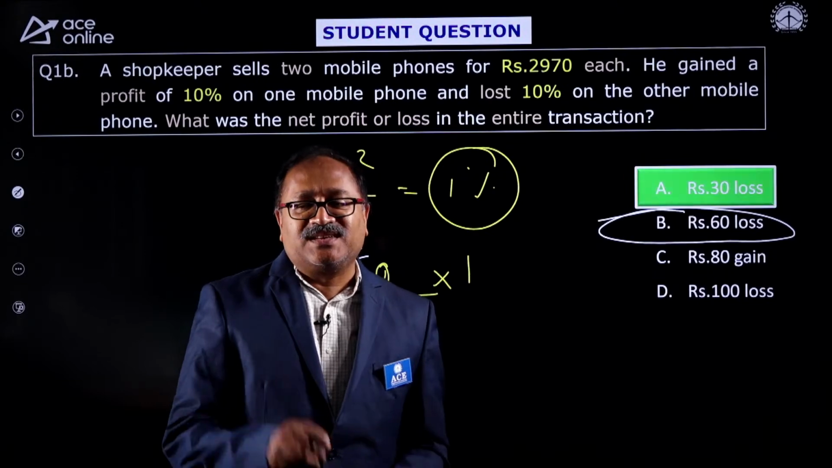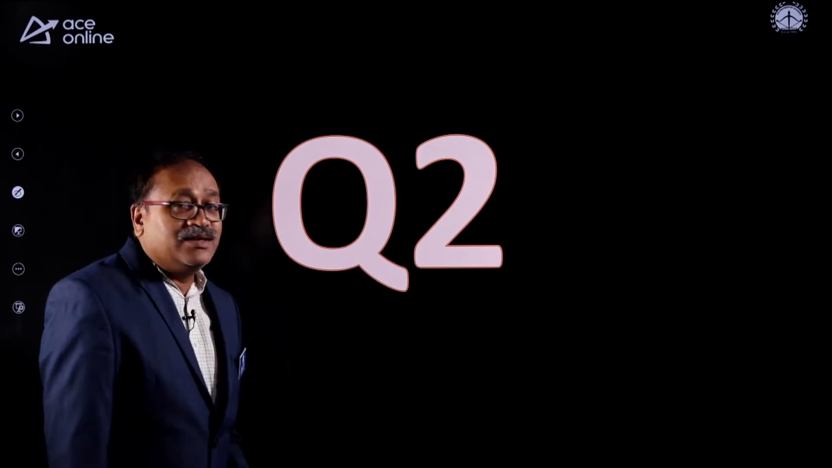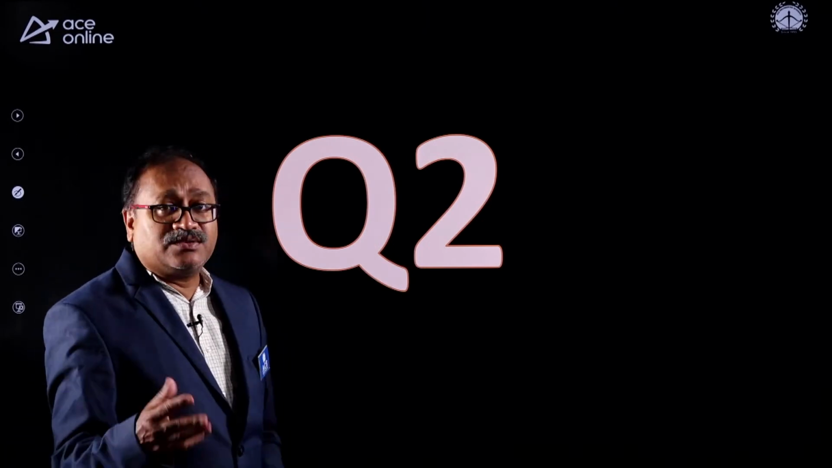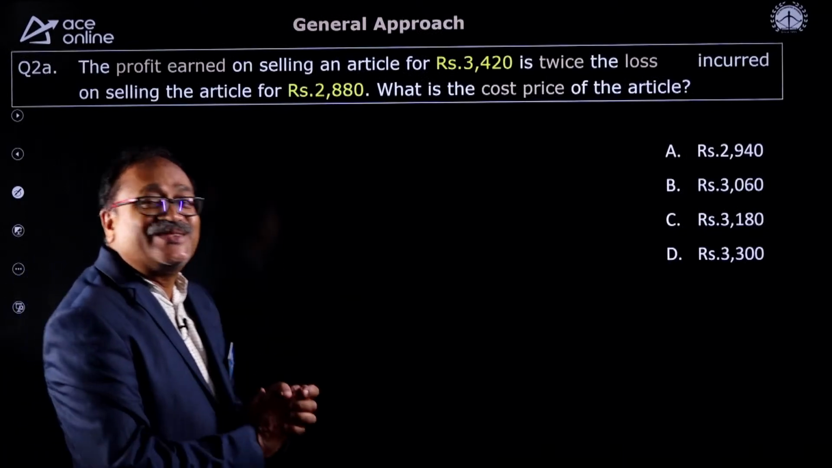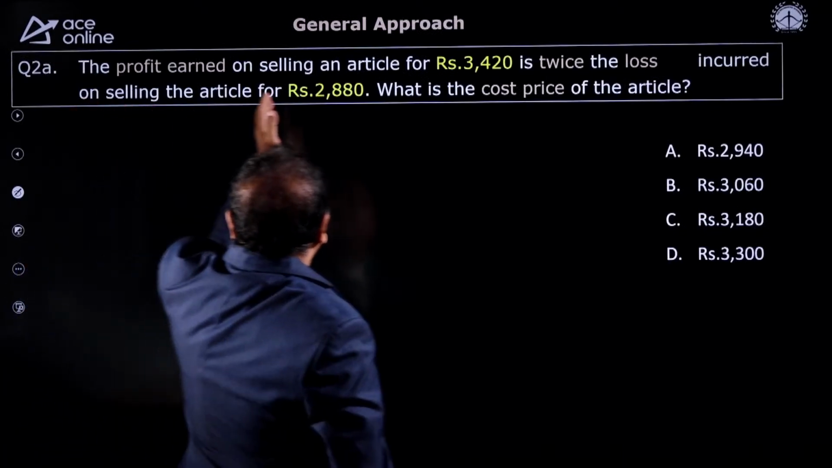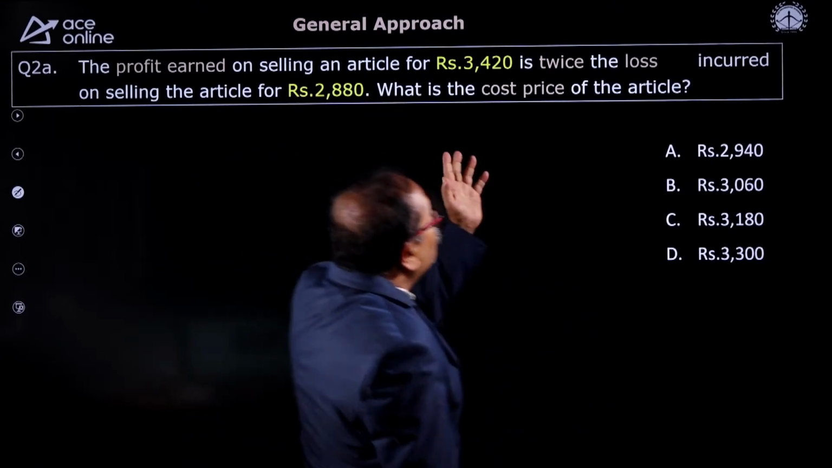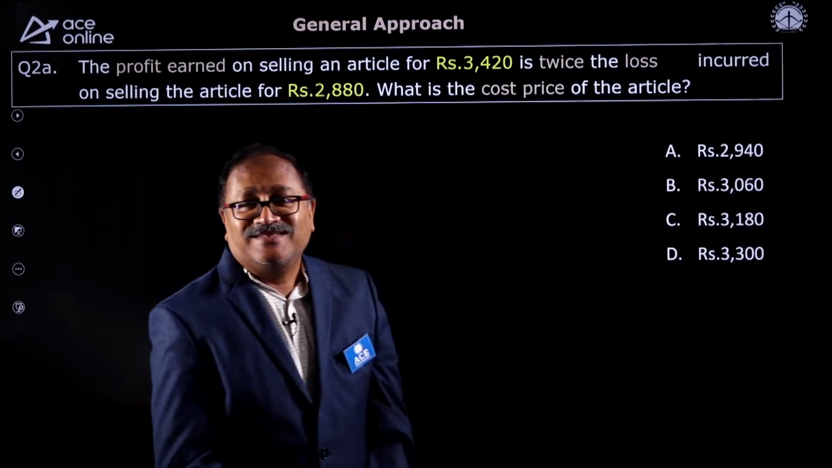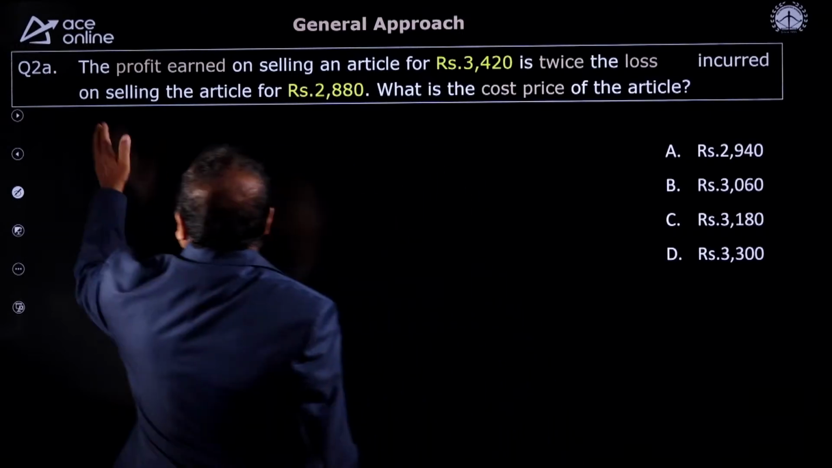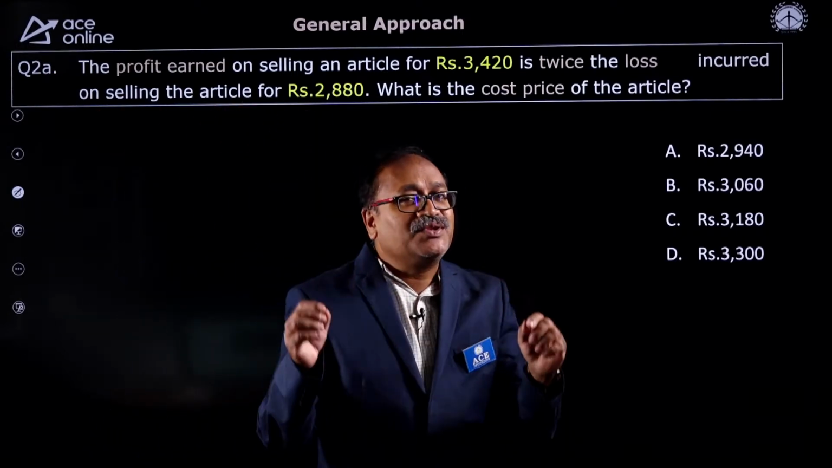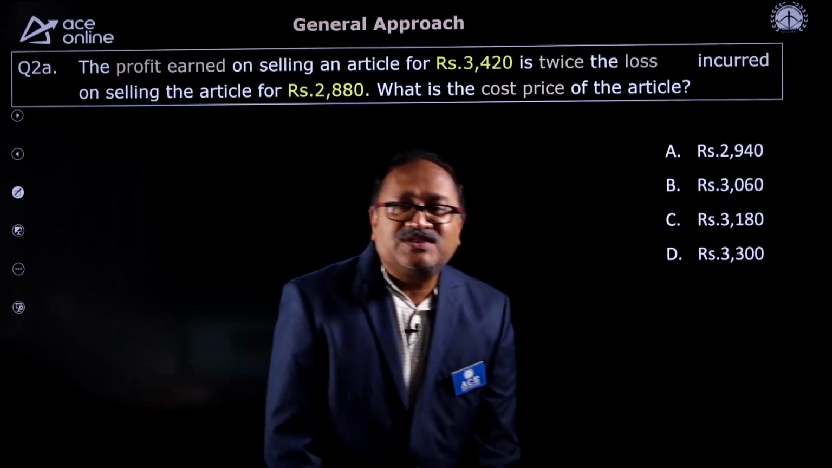A couple of questions we will discuss will definitely help you. Well done. Moving to the third question now. Let's look at what the question is all about. The profit earned on selling an article for rupees 3,420 is twice the loss incurred on selling the article for rupees 2,880. Find the cost price of the article.